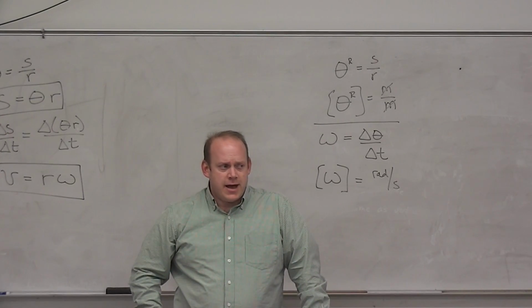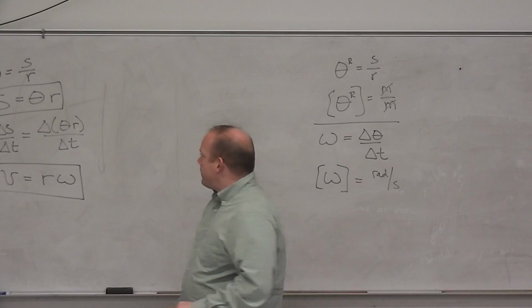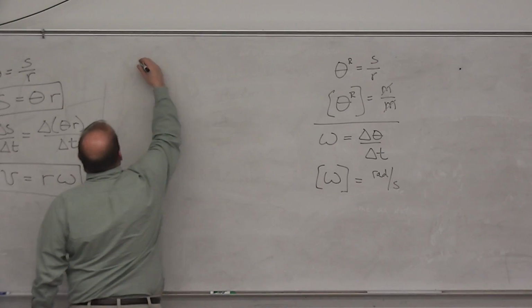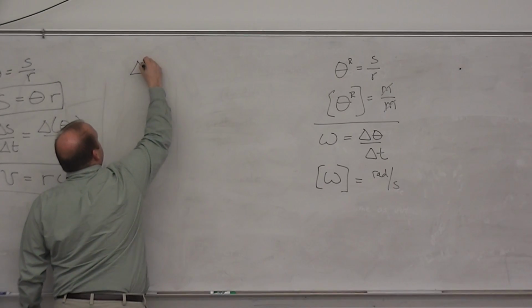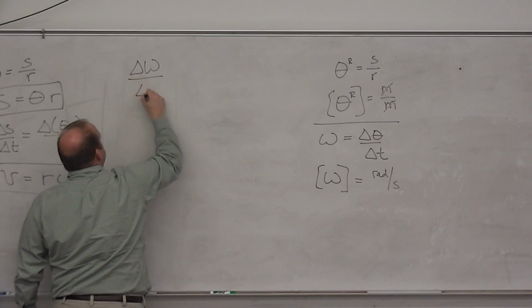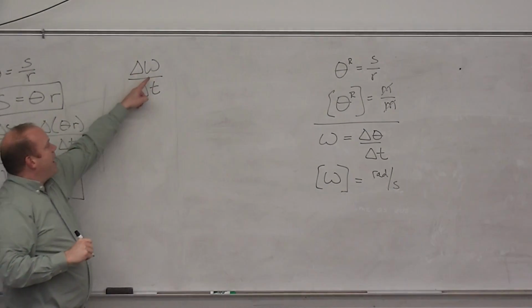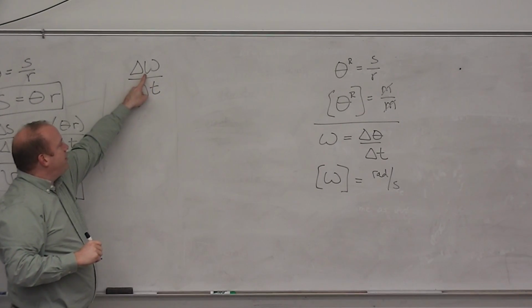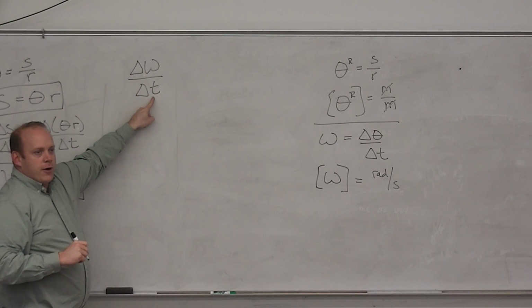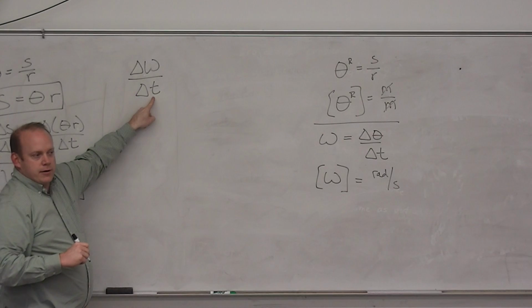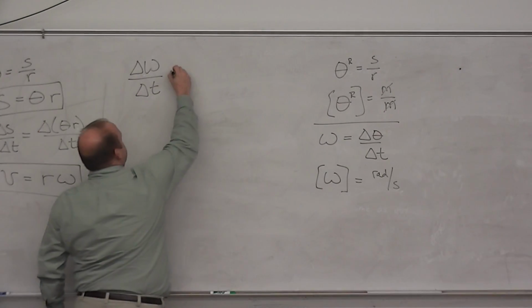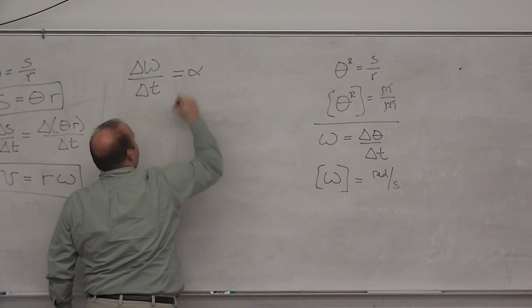All right. So now, along with that, we have angular velocity. We have angular position, as theta and omega. But if we have a change in omega with respect to time, so this is angular velocity. If we have a change in angular velocity with respect to time, what do you think that's going to be called? Angular acceleration, which we call alpha.